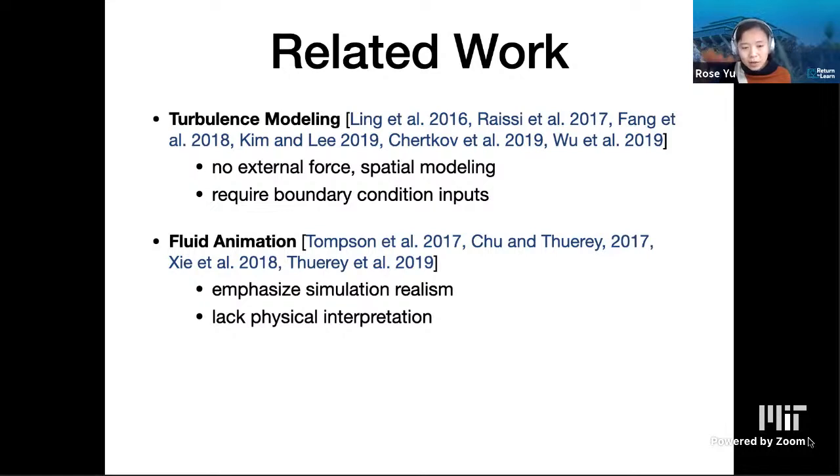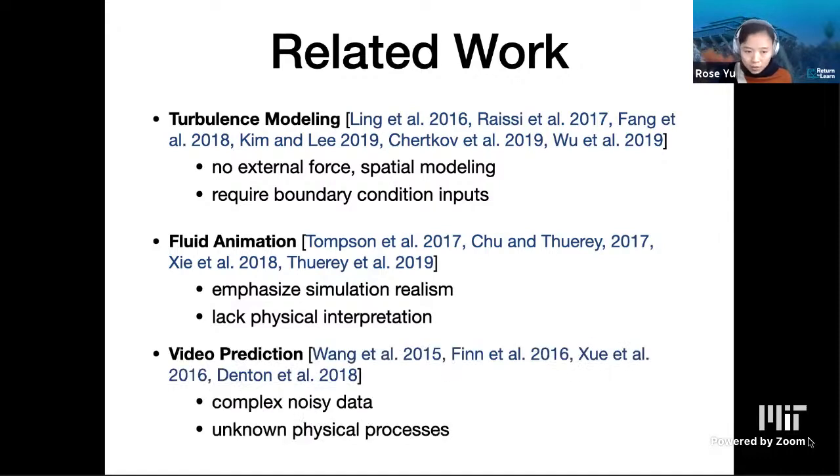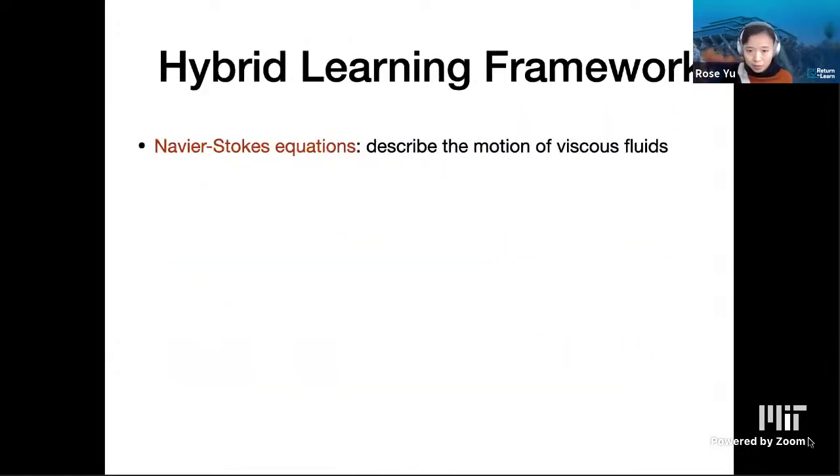But it cares less about the physical interpretation or the consistency of the predictions. There's also literature about video prediction because you can view the evolution of turbulence as a video. It's a very special type of video, which is quite different from video prediction itself that deals with noisy data and unknown physical processes.